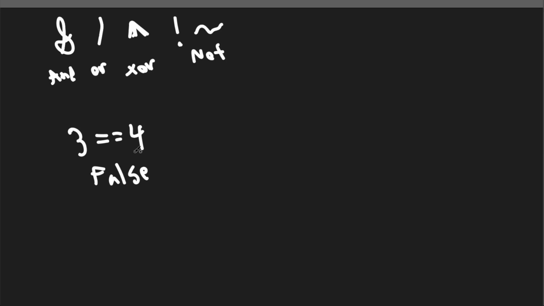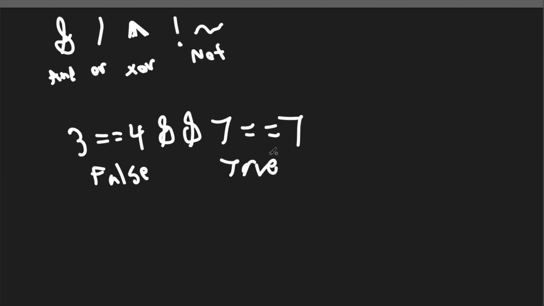Okay? So to do these AND, OR, XOR, and NOT logic gates, what happens here is that you'll see 3 == 4, and then you'll have an ampersand, and then like 7 == 7, and this condition is true, so this will give you a true. But you have this logic gate in the middle, the double ampersand, and the double ampersand will give you false and true, and false and true is false because both inputs have to be true.